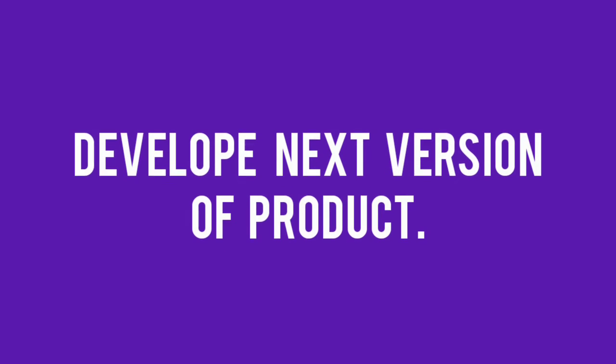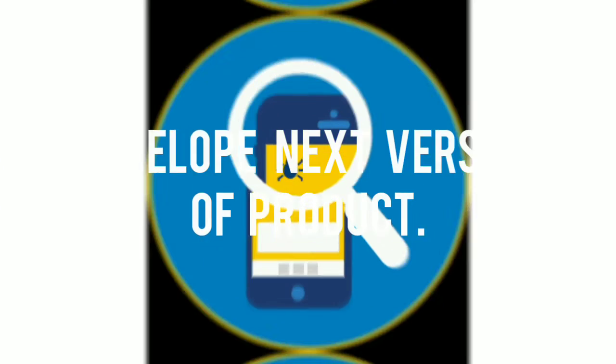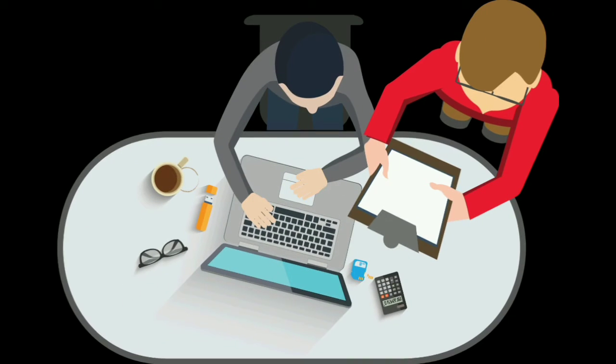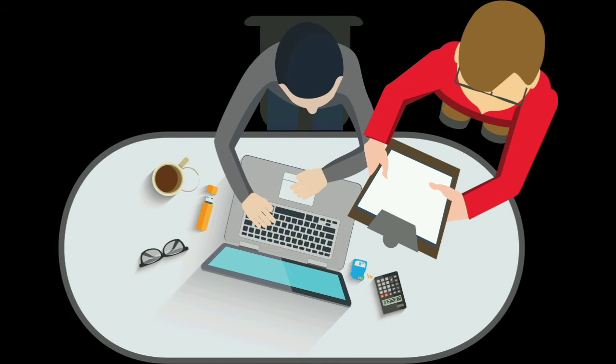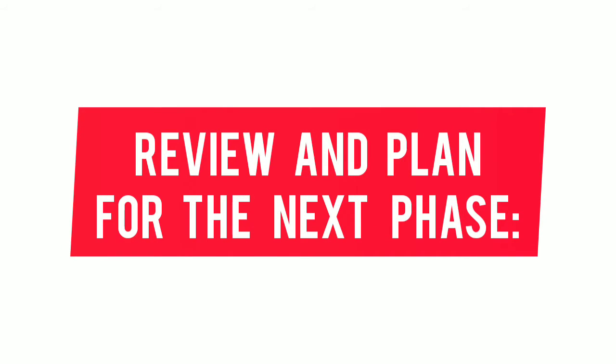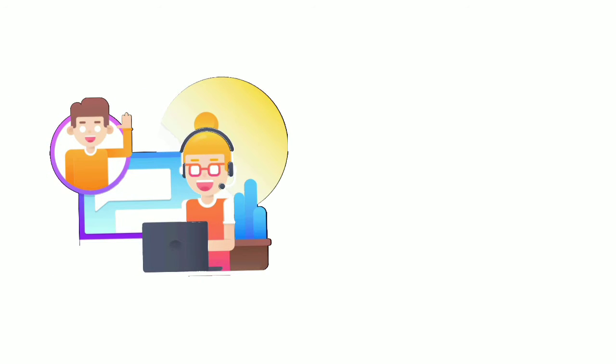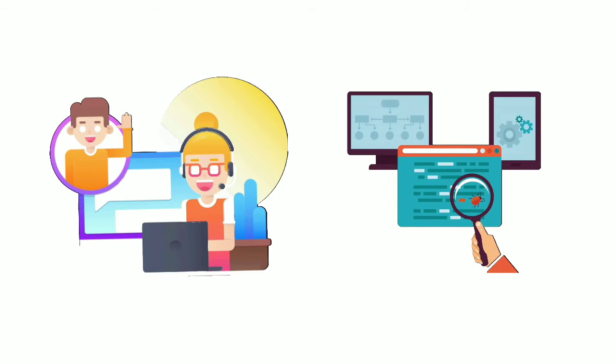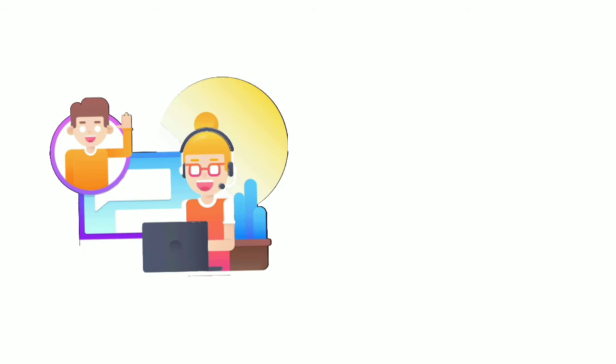Now coming on to the third quadrant, which is develop the next version of the product. During the third quadrant, the identified features are developed and verified through testing. At the end of the third quadrant, the next version of the software is available. The fourth quadrant is review and plan for the next phase. In the fourth quadrant, the customers evaluate the so-far developed version of the software. In the end, planning for the next phase also starts.